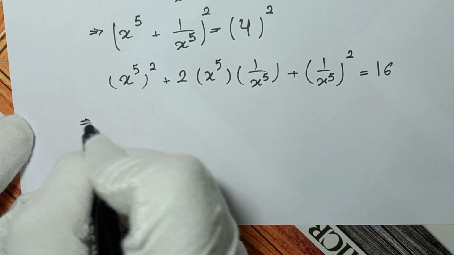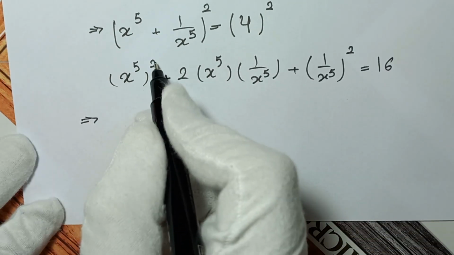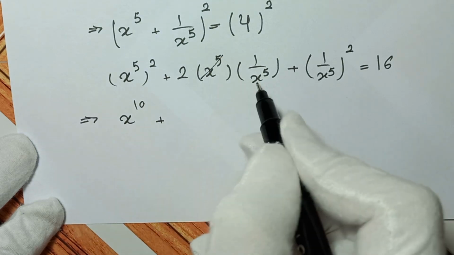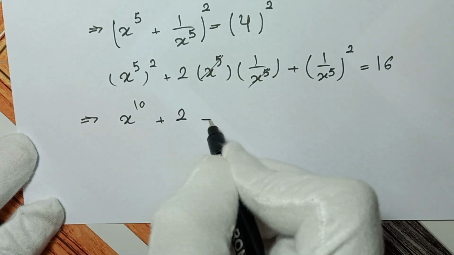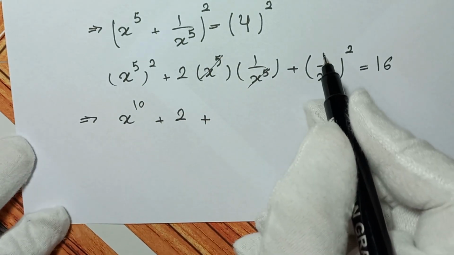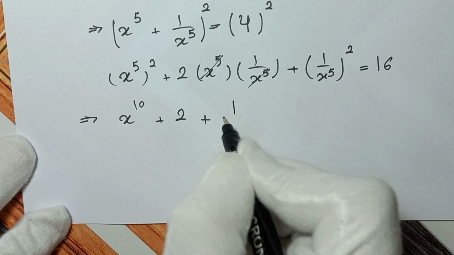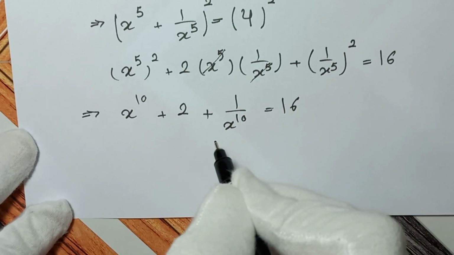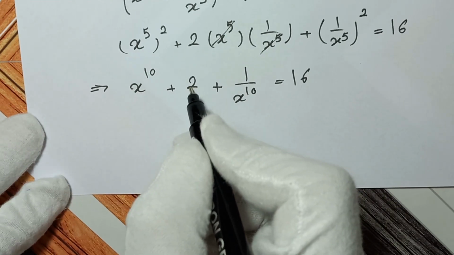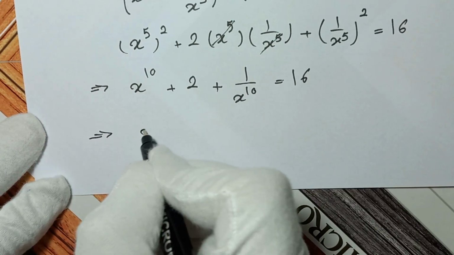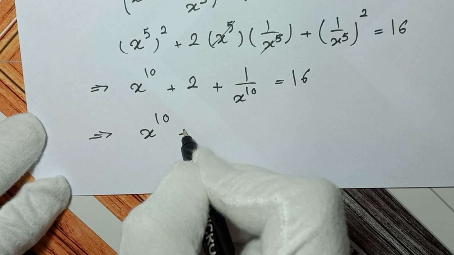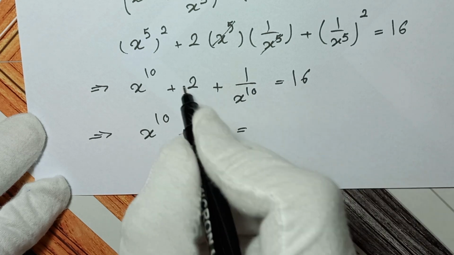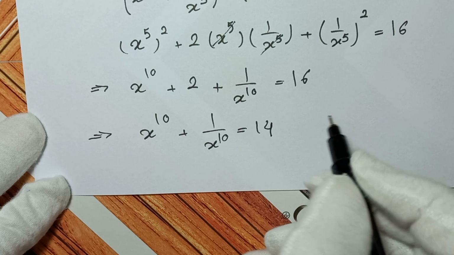And it will be x to the power of 5 to the power of 2, it will be x to the power of 10, plus, in here this will cancel this, and we have 2, and plus 1 over x to the power of 5 to the power of 2, it will be 1 over x to the power of 10 equals 16. And here we take this to this side, and it will be x to the power of 10 plus 1 over x to the power of 10 equals 16 minus 2, it will be 14.